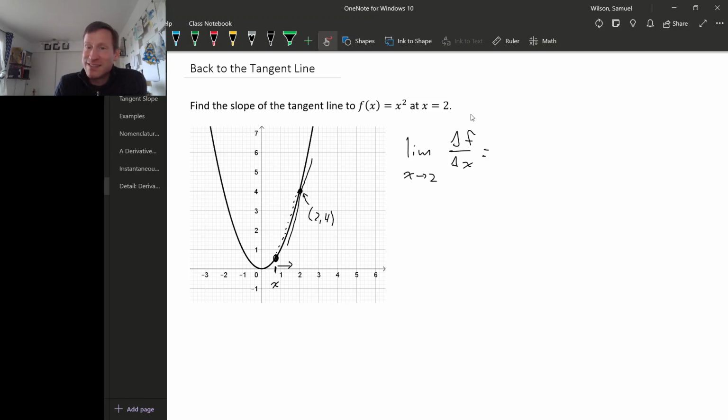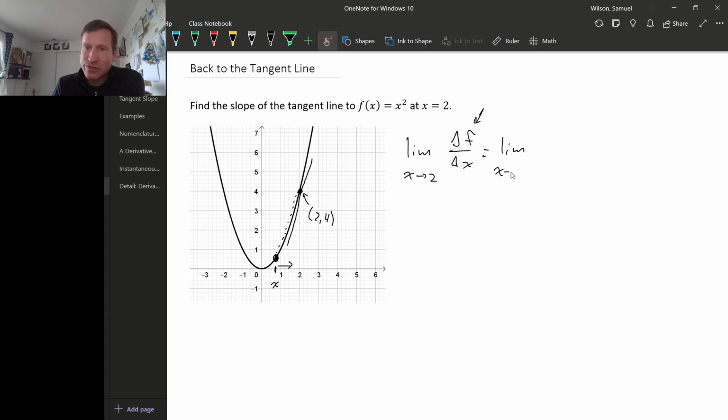the thing about this slope is that if you try to just plug in 2 right away, you will always get 0 over 0 because if you have two x values that are the same, then delta f is 0 and delta x is 0. So there will always be some sort of algebra or other trickery you need to do on this expression before you actually think about taking the limit.